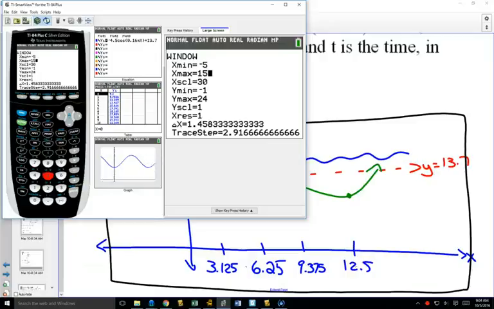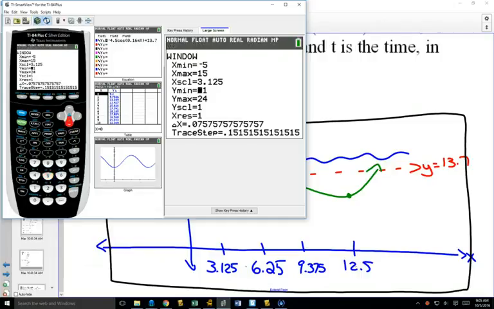So can you see that that would see about from -5 to 15? We'll see a nice amount. Notice how we mark things every 3.125. One of our ticky marks was 3.125. So you can even set your scale to be exactly that. I'm going to go 3.125 for X SCL. That stands for X scale. And that tells you where they're going to put those ticky marks along your x-axis.